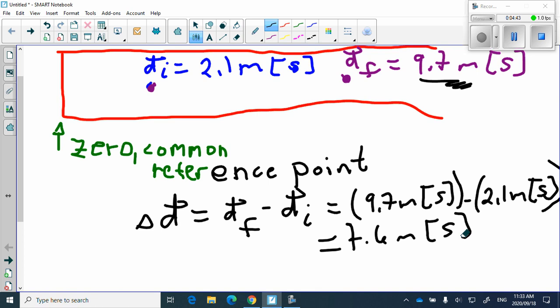Now, I can actually draw that displacement vector right on here. Watch. Displacement vectors go from initial position to final position. There it is, right there. I've drawn the displacement vector, and it's represented by 7.6 meters south. That is the displacement vector, and that's what they want us to calculate. Okay? That's the way that works.